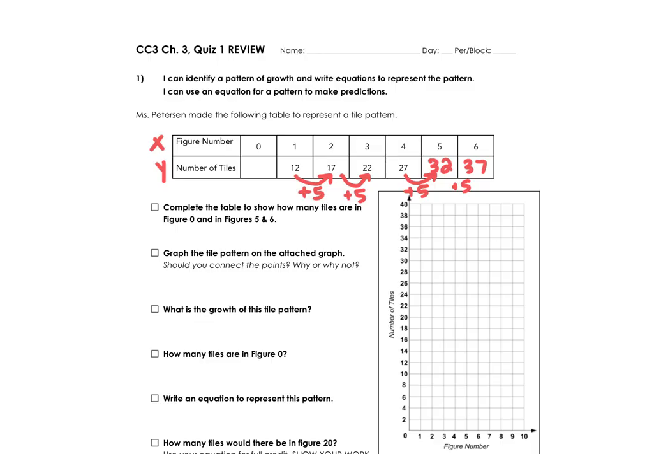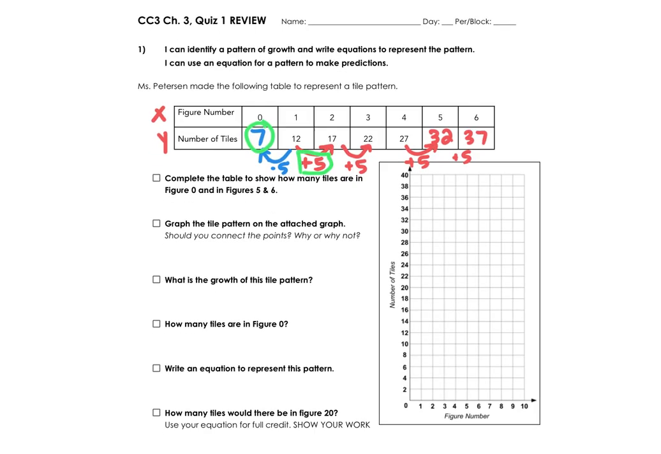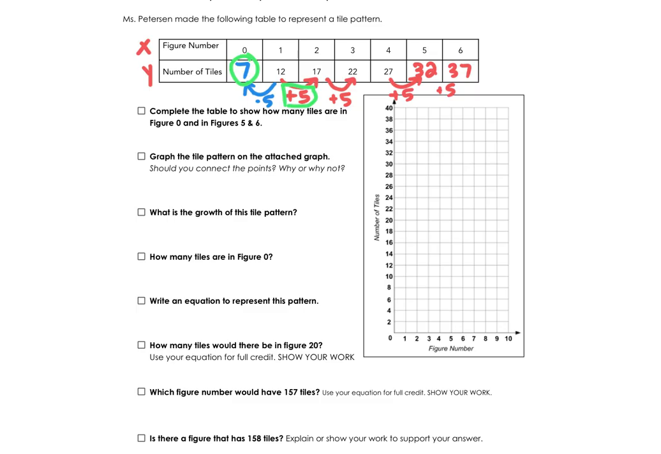Okay, to go the other way to find my figure 0, which is really important, we are just going to subtract 5. So 12 minus 5 is 7. The two important numbers that we have are 7 and then our growth, whatever we are going by. We'll use those eventually. It says complete the table to show how many tiles are in figure 0, figure 5 and 6. So I did that.